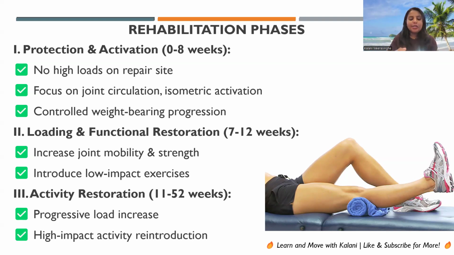Rehabilitation is divided into three main phases: the protection and activation phase, which occurs from 0 to 8 weeks, where joint stability is prioritized; the loading and functional restoration phase, from 7 to 12 weeks, which focuses on controlled strengthening; and the activity restoration phase, running from 11 to 52 weeks, where we gradually return to high-impact movement.